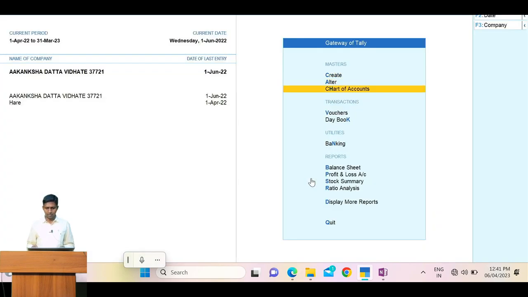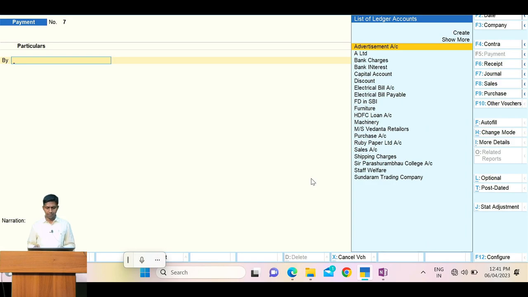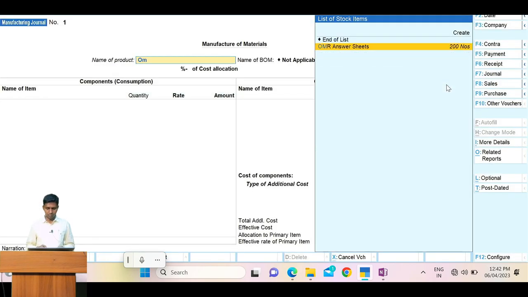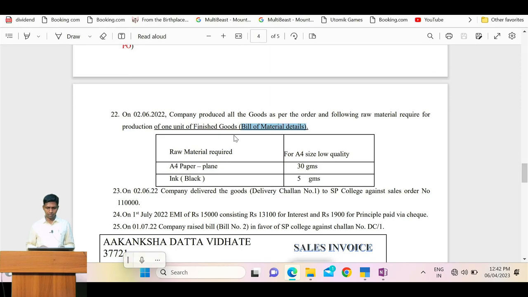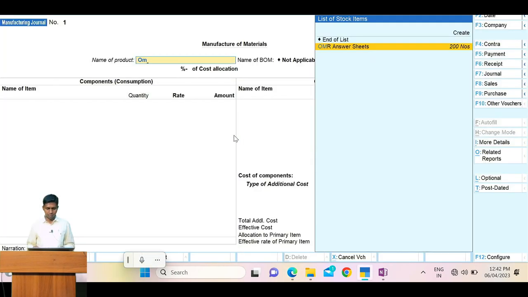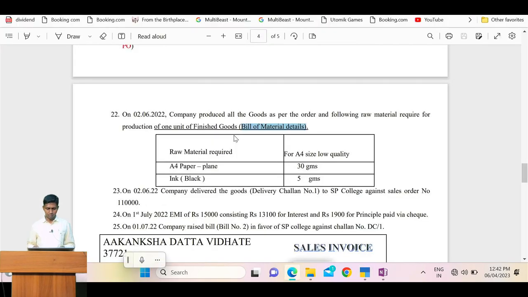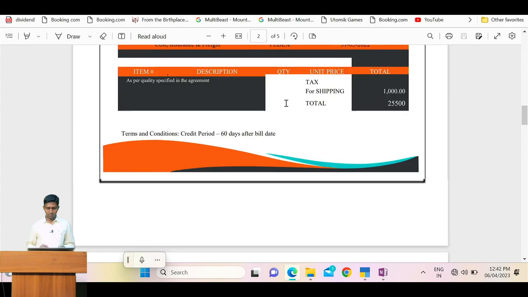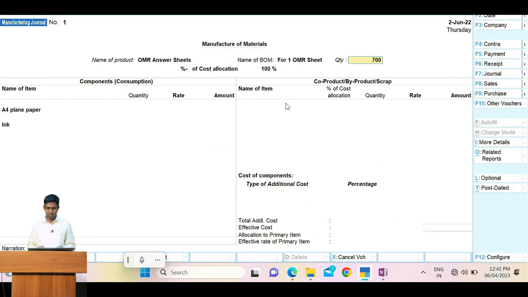And then now you can pass the manufacturing journal entry in Tally. Where is that manufacturing journal? In journal, stock journal, F7, and then in that manufacturing, let's say you want to produce OMR sheets on 2nd June. First say 2nd June, and then OMR sheet. How many OMR sheets do you require here? Check, you have got the order of 7000, so we'll produce 7000 OMR sheets.